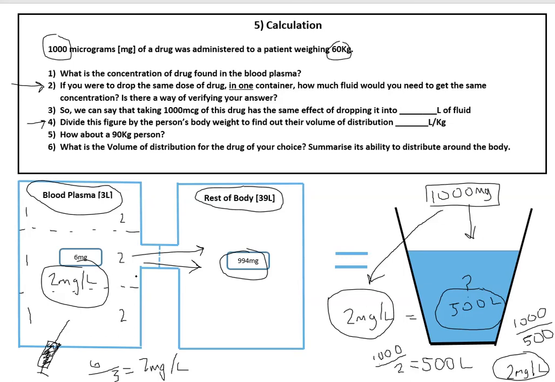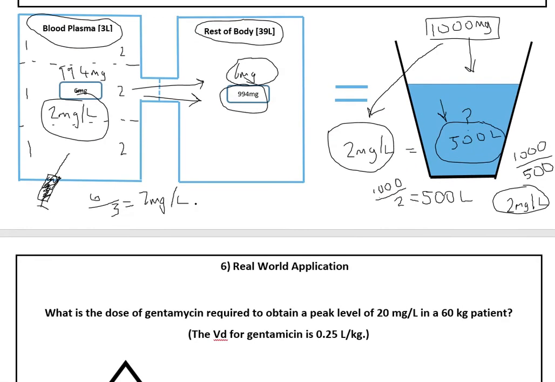If it was the other way, if 994 milligrams was in the blood plasma and 6 milligrams of the drug was in the body, hopefully you could work that out and predict the opposite effect that the volume of distribution would have. That would be an interesting calculation. I'll let you do it individually if you like.